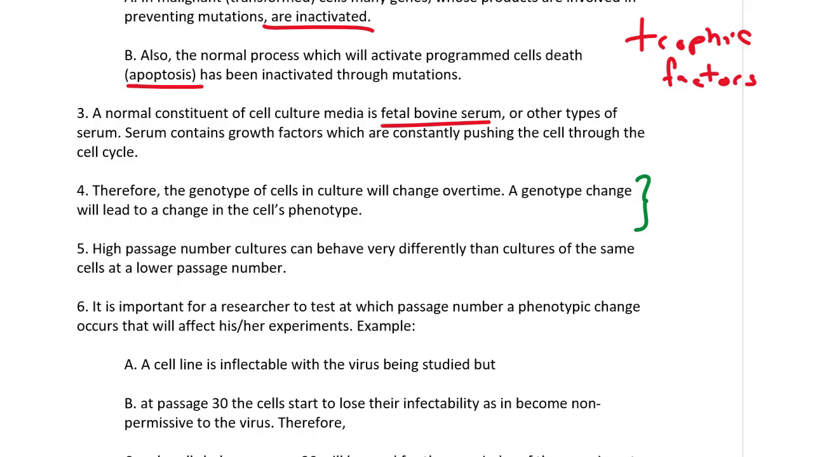That's why we monitor the passage number, because the passage number is a rough estimate of how many divisions the cells have gone through. And you know that after so many divisions, the genotype is going to change so much that it will lead to phenotype changes. And those phenotype changes could be ones that render the cells ineffective for the experiment that you're doing. So high passage number cultures can behave very differently than cultures of the same cells at lower passage number.